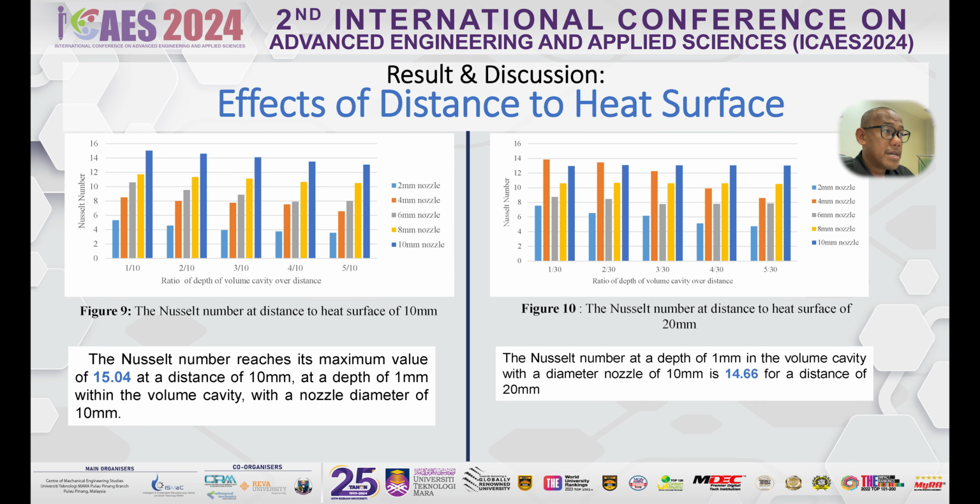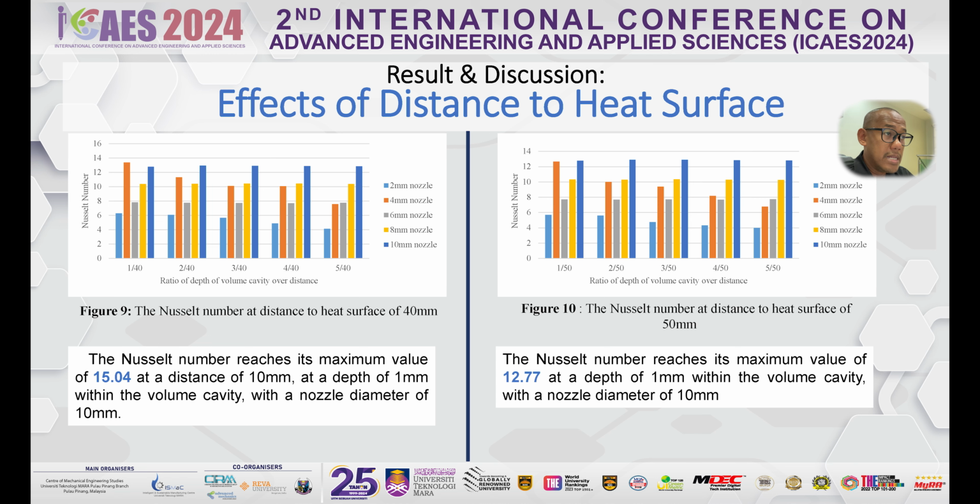And for the distance to heat surface effects, we found that the Nusselt number is 15.04. And for the distance of 20 mm from the heat surface, the highest Nusselt number we found is 14.66, found at the 20 mm distance.